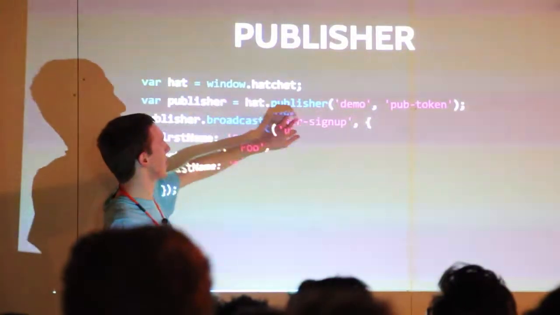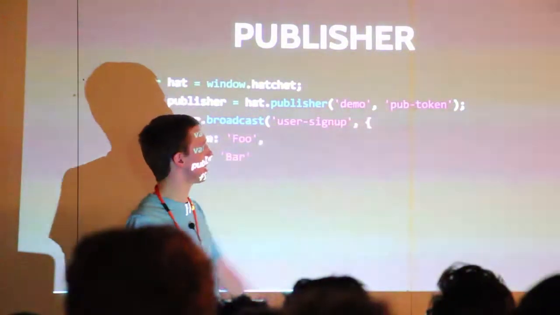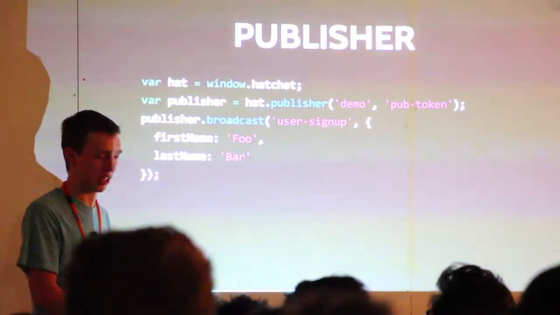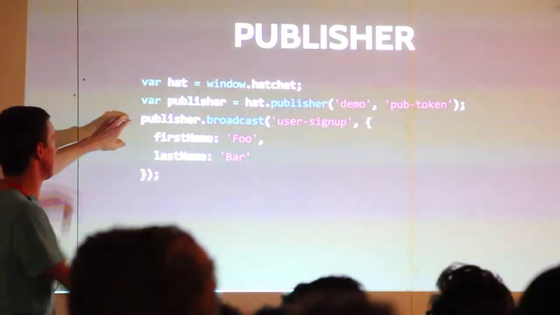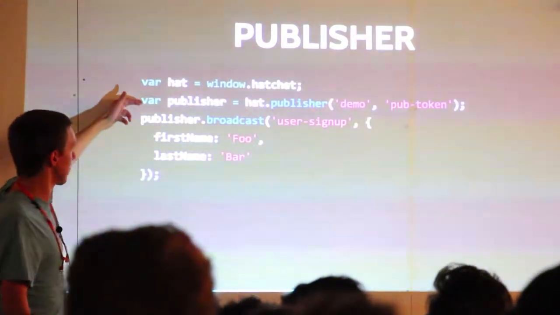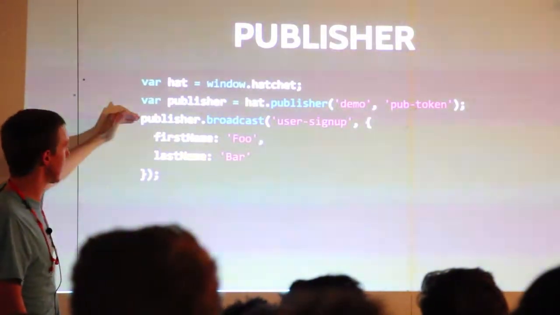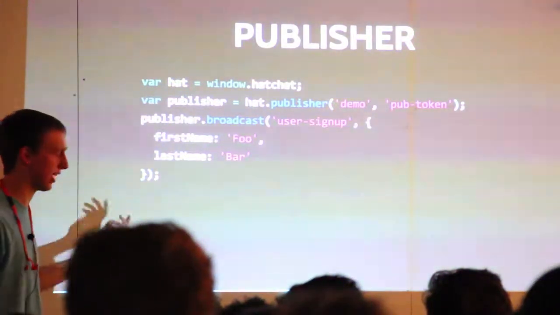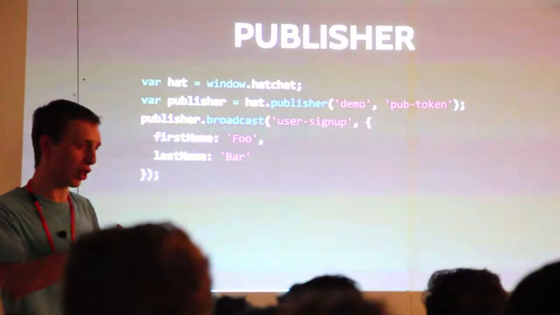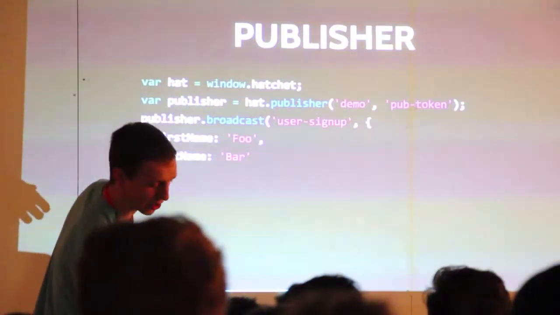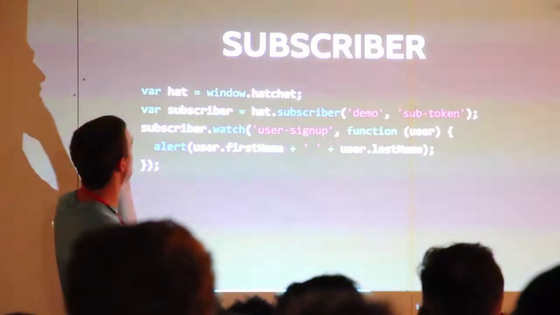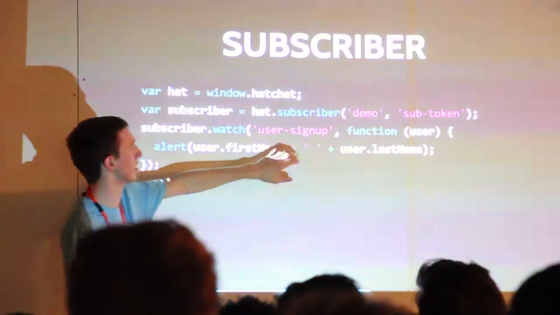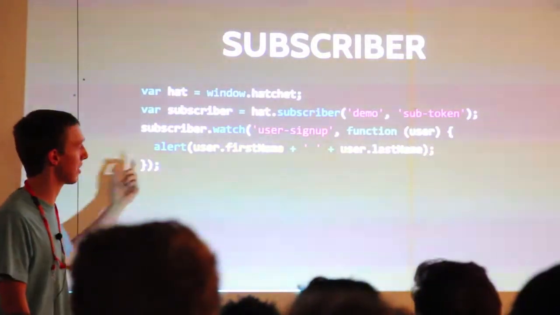Then you create a publisher. The publisher connects on the demo channel with this token. That token will actually be a really long token that is hopefully unguessable, because this is the front end and people can see it. The publisher establishes itself, and then it can broadcast, hey, a user signed up, along with their name. That broadcasts out on the user sign-up event to any subscribers listening. A subscriber has a different token, so it can watch for the user sign-up event to happen and then alert on it.